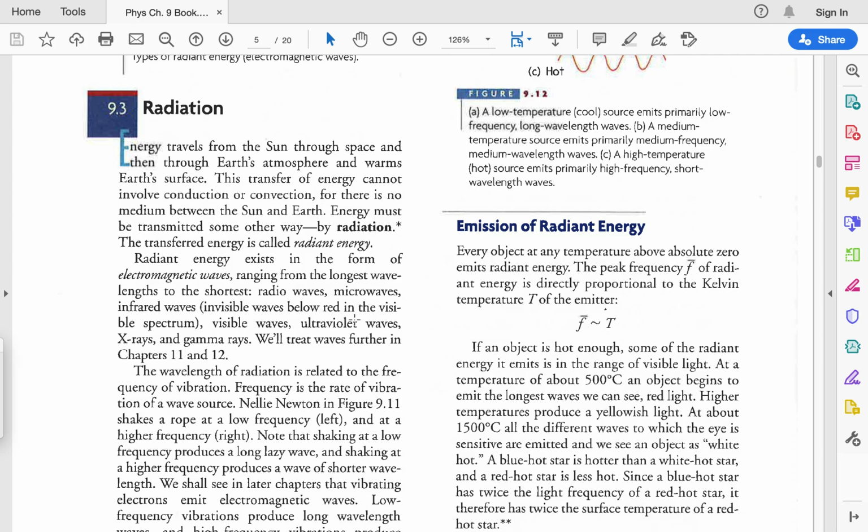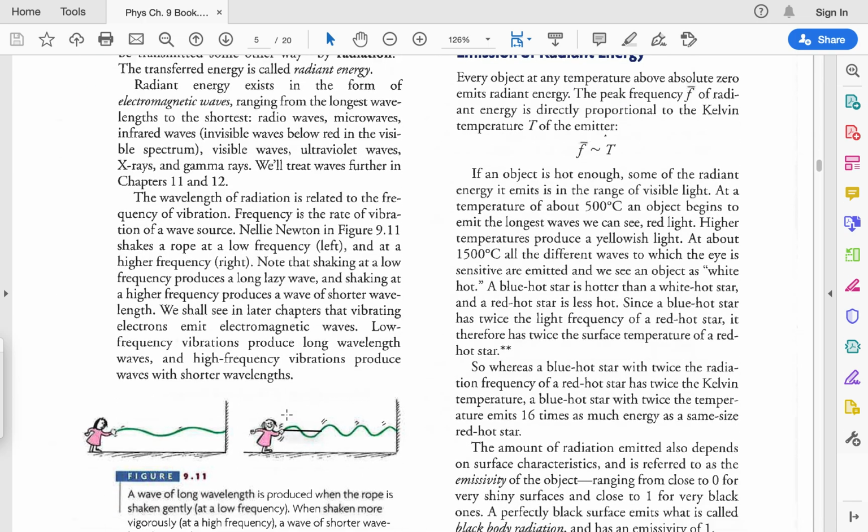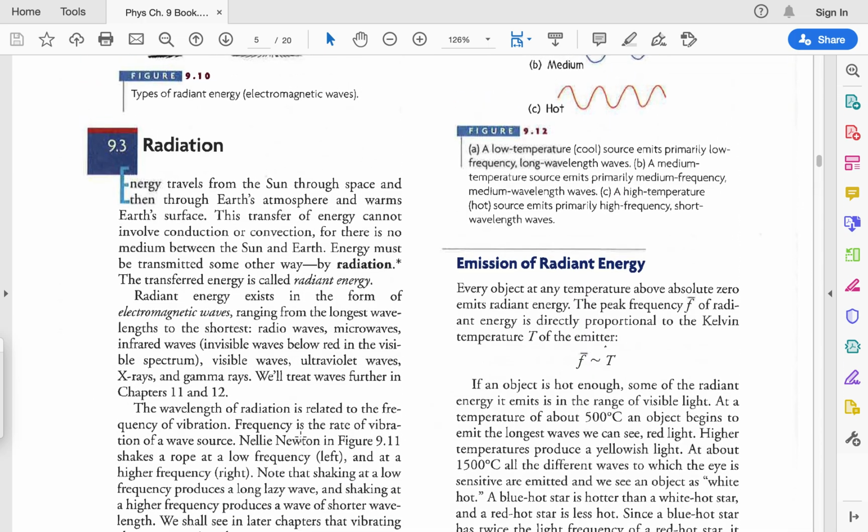There's ultraviolet waves, there's X-rays, gamma rays, microwaves, radio waves, infrared waves. Those are all the different waves. We learn more about those in chemistry.